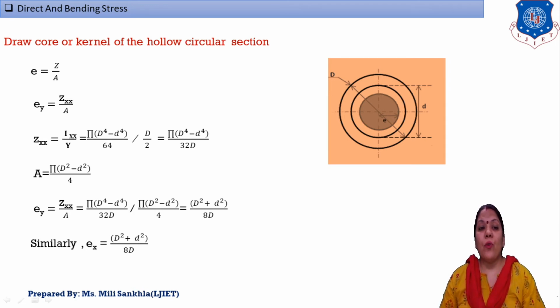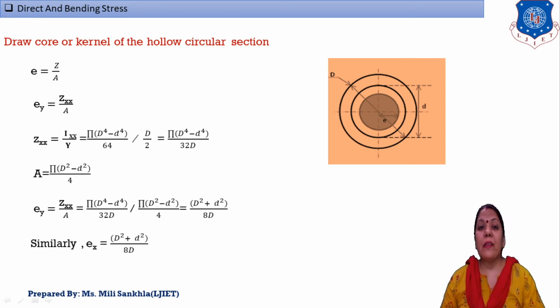Now ey is equal to Z axis divided by area. The values that we found, simply put here. Z axis is equal to pi by 32 (capital D to the power 4 minus d to the power 4) divided by pi by 4 (D squared minus small d squared).